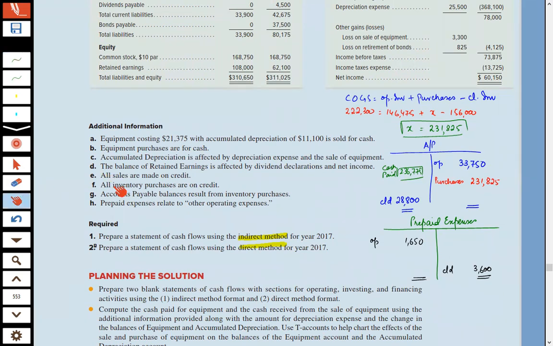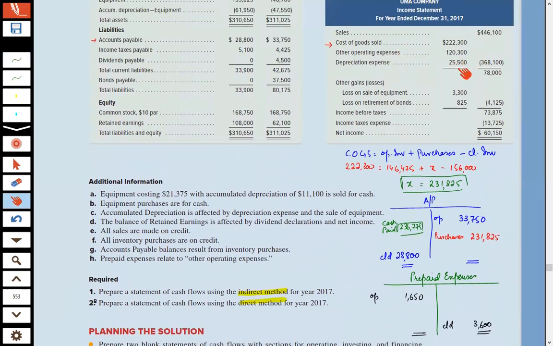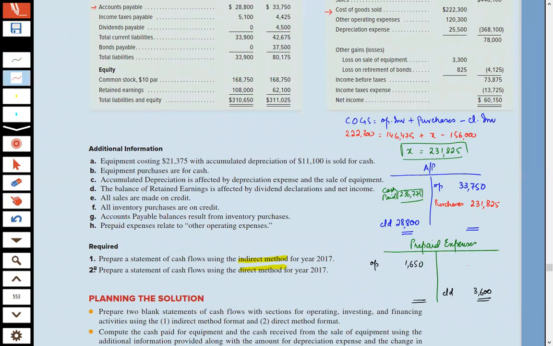Now, whenever expense has been debited, prepaid is credited. So our T account of prepaid will be credited with the amount of expense, 120,300. So we will credit it 120,300, and the remaining will be referred to as the cash paid. So 120,300 plus 3,600 minus 1,650, 122,250 will be the cash paid for the expenses.